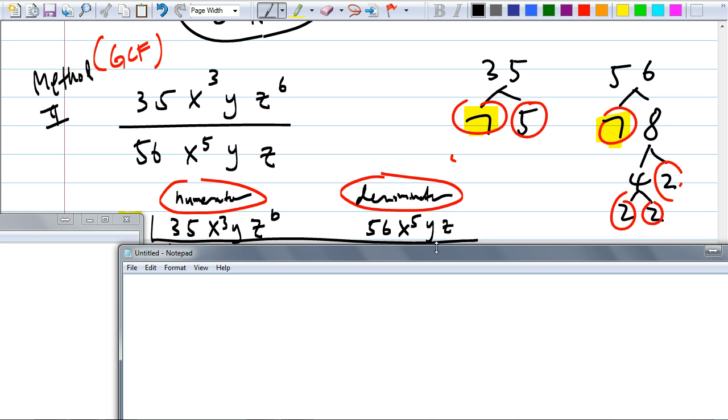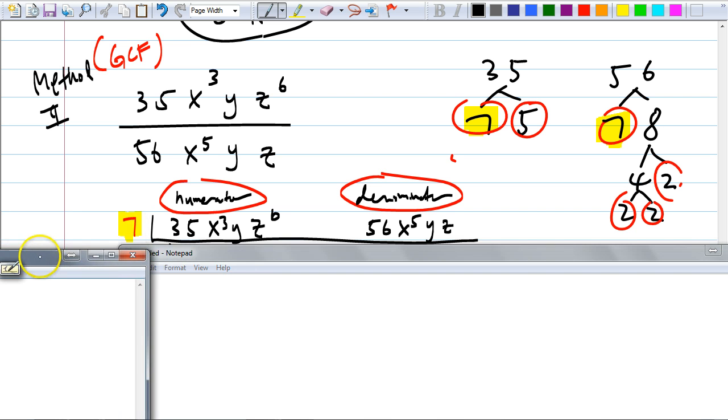What you're going to do first is look at the numbers, 35 and 56, and ask yourself, what is the GCF of 35 and 56? And since we did a factor tree, it's easy to see. It doesn't have to be the GCF. We could just do a common factor. What's a common factor of 35 and 56? You don't have to come up with the GCF right away because you're going to keep going this way. 7. Everybody see that 7? So you do a 7.